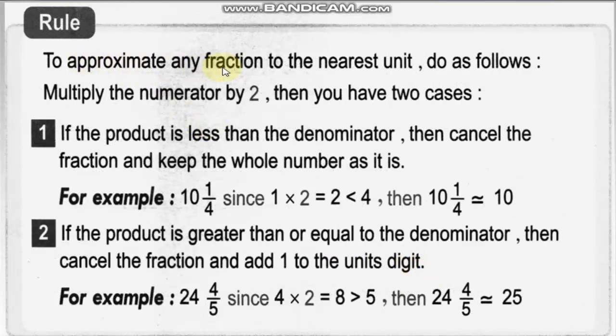Rule to approximate any fraction to the nearest unit, do as follows. Multiply the numerator by 2. Then you have two cases. Number 1: If the product is less than the denominator, then cancel the fraction and keep the whole number as it is.